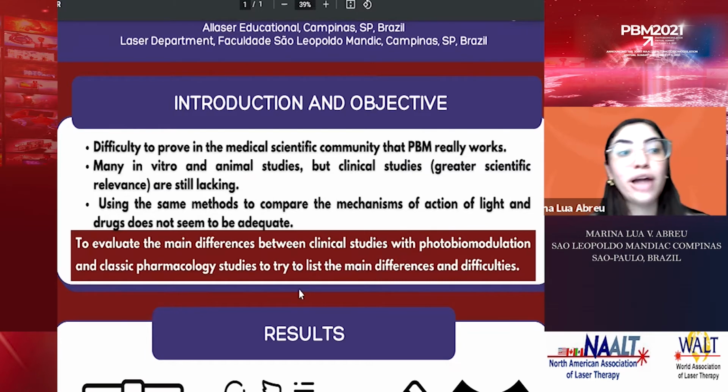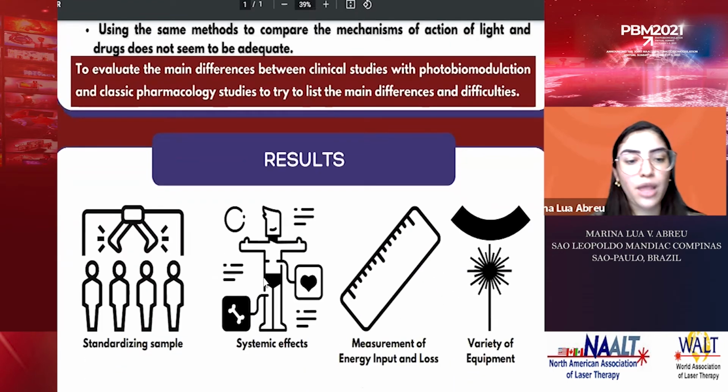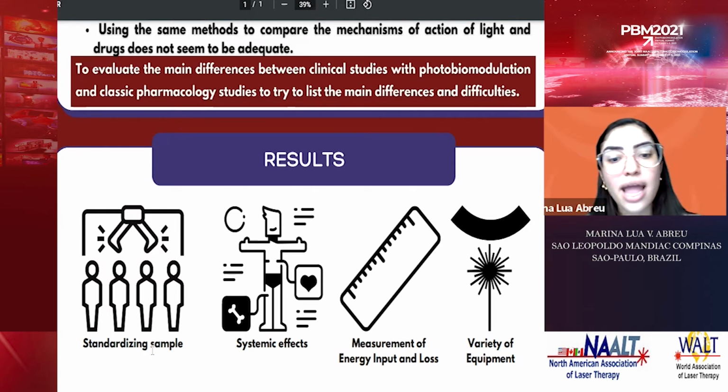Sometimes we are using the same methods to compare the mechanisms of action of light and drugs at the same time, and this does not seem to be adequate. So we're going to discuss 4 main points. The first is the difficulty in photobiomodulation studies to standardize the sample, because sometimes we have difficulties with phototypes and endogenous chromophores, and this is not usual in classical pharmacological studies.